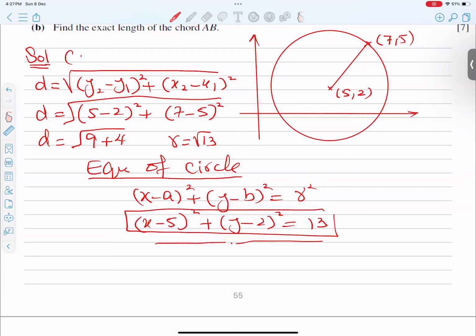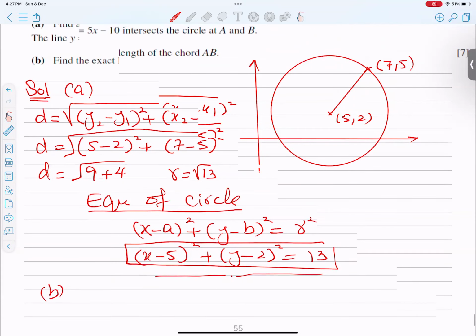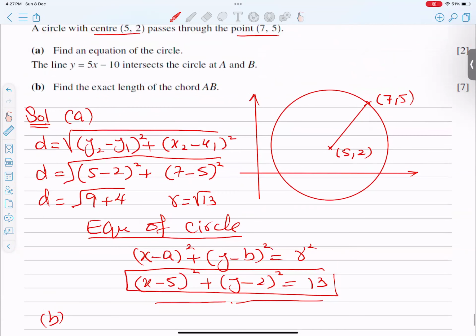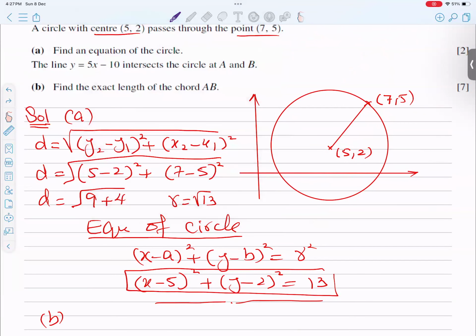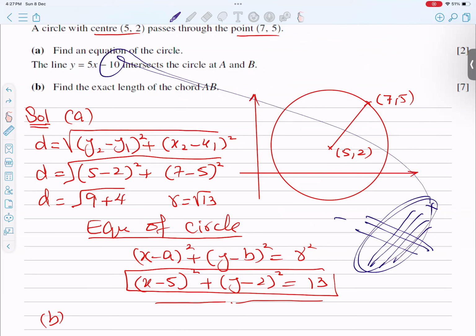A part over. B part. What is he asking in the B part? He is asking that this line intersects the circle at A and B. So I will show you in a different color. Because the gradient is positive 5, and all of you know these lines: all these lines have positive gradient, all these have negative gradient. Because of positive 5, the line goes this way and cuts at negative 10, which is below somewhere here.